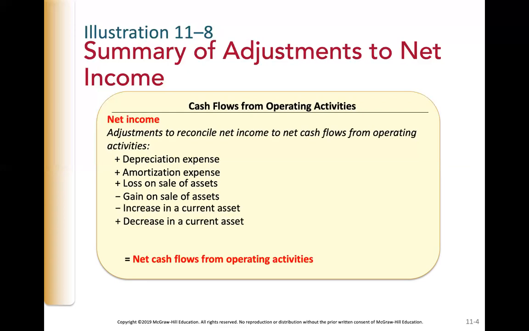Next, we look at the changes in current assets and current liabilities. We'll go into depth with this in a moment, but if you just need to memorize, an increase in current assets is a subtraction and a decrease in current assets is an addition. The opposite is true for a current liability. An increase in a current liability is an addition, and a decrease in a current liability is a subtraction. And we'll look at those and why that is in a moment. Once you've made all these adjustments, you have your net cash flows from operating activities.